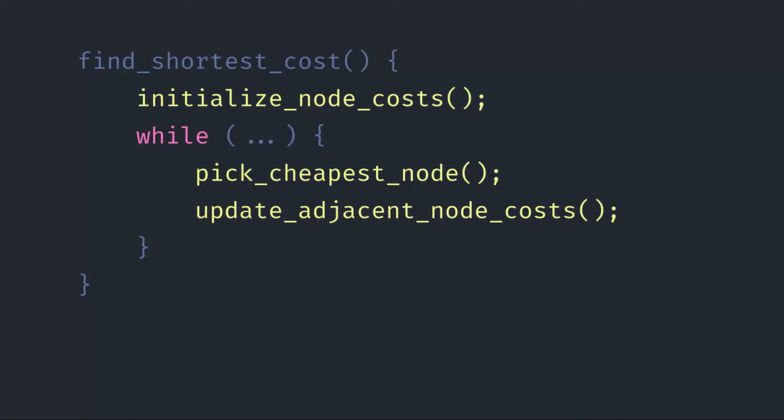So you might expect our code to have this sort of general structure, where we set the initial node costs and then enter a while loop to repeat the main 2 steps.